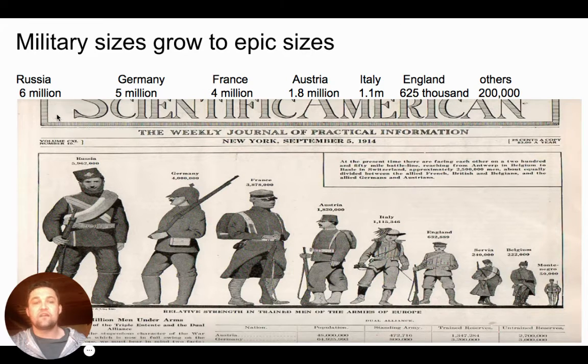To give you an idea of how big these militaries were, currently the United States military is 1.3 million, and China has the largest army in the world, about 2 million people. Back in World War I, Russia had a 6 million man army, Germany had a 5 million man army, France had a 4 million man army. And I should note that Russia was actually allowing women to fight in World War I, something the United States didn't allow until 2011.